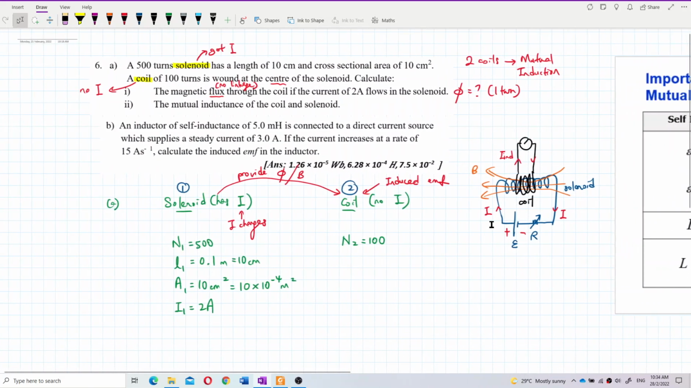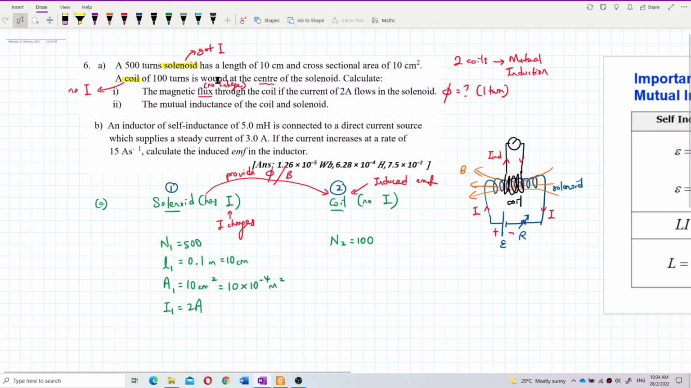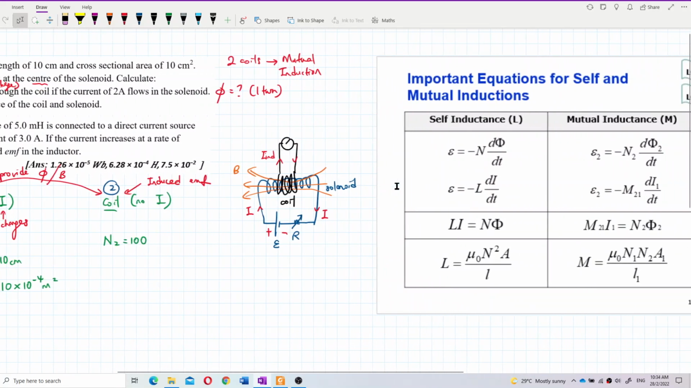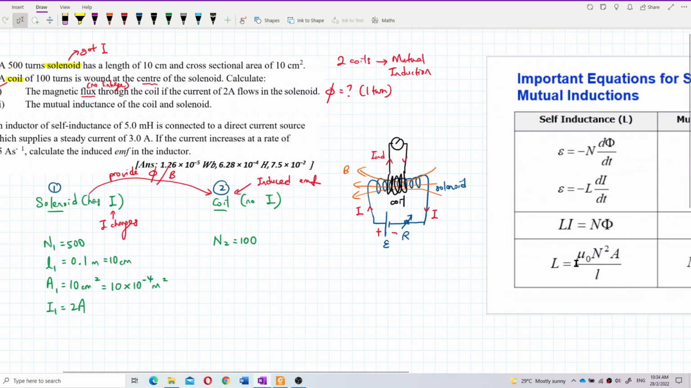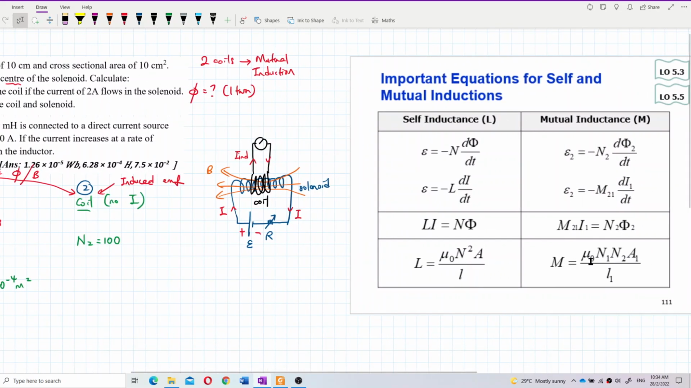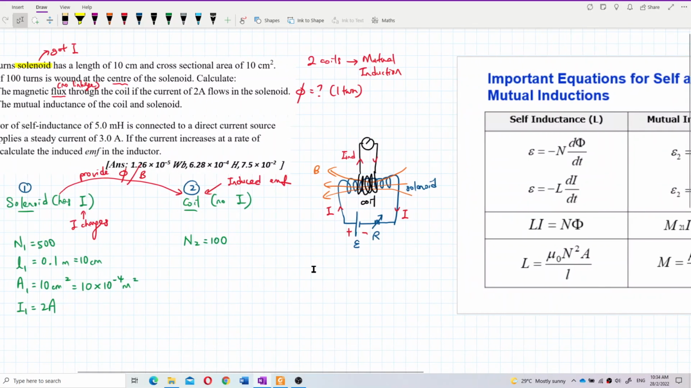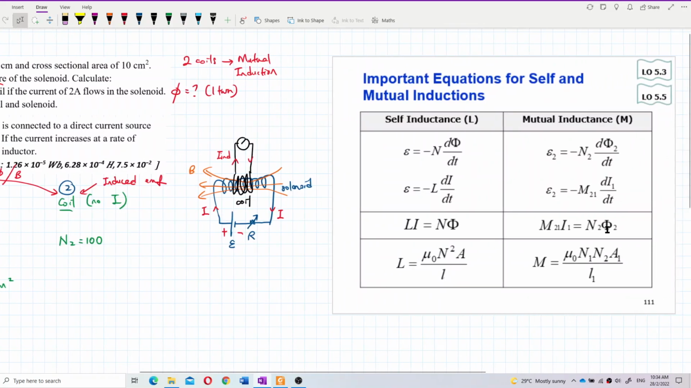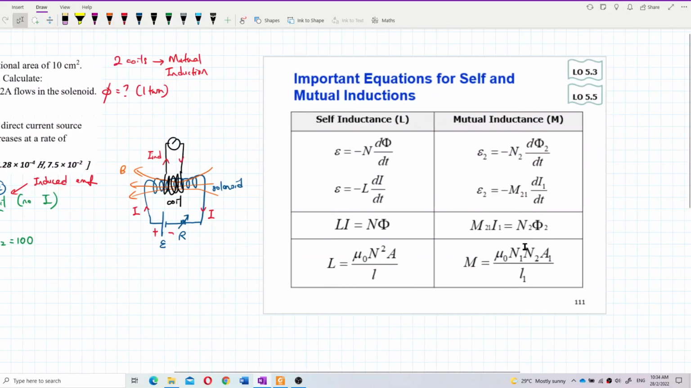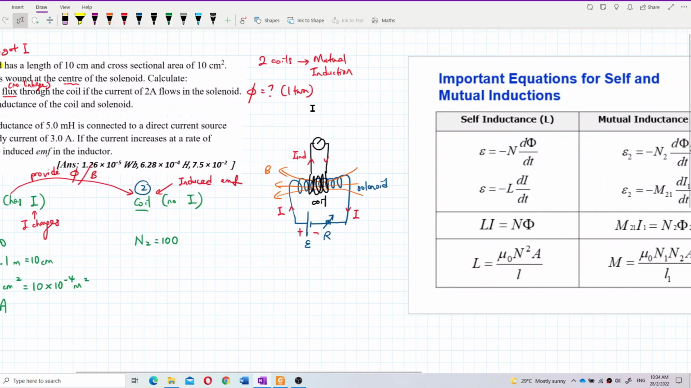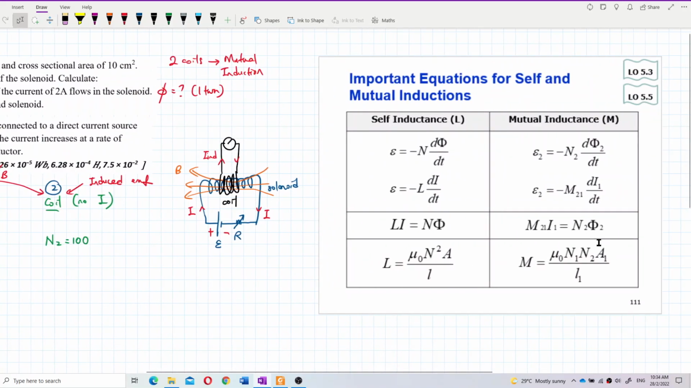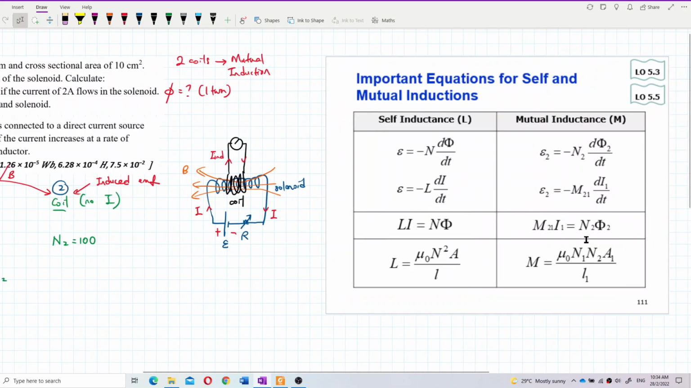Do I have the mutual inductance? I don't have it yet. Mutual inductance is mu naught N1 N2 A over L. Flux for the coil: do I have the current? I have the current, so I can use this formula, right?